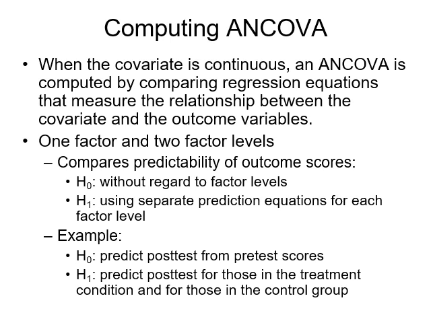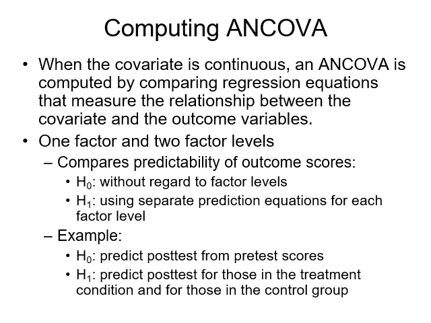It can be a covariate in a between subjects ANOVA. It can be a covariate in a within subjects ANOVA. It can be a covariate within a factorial ANOVA. And it simply compares the predictability of the outcome score with the covariate. Basically the null hypothesis is that it has no effect, and the alternative hypothesis is that there are separate prediction equations for each level.